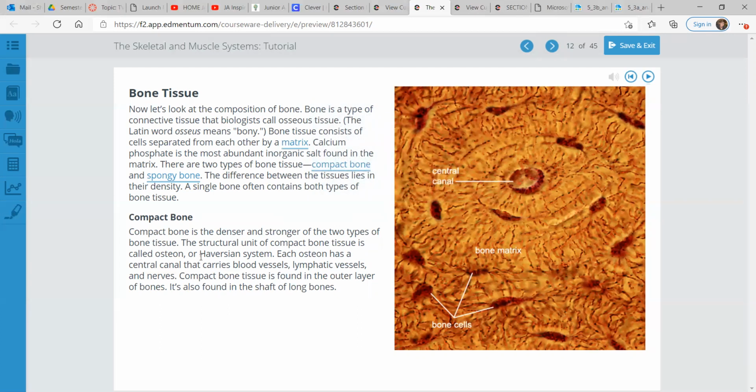Compact bone is denser, stronger. The structural unit of compact bone tissue is called osteon, or Haversian system. Each osteon has a central canal that carries blood vessels, lymphatic vessels, and nerves. Compact bone tissue is found in the outer layer of the bones. It's also found in the shaft of longer bones.